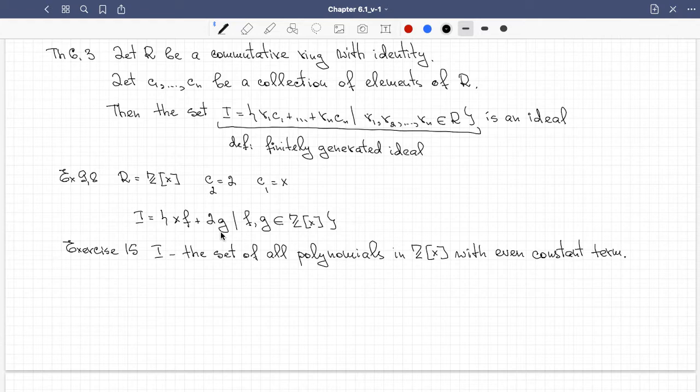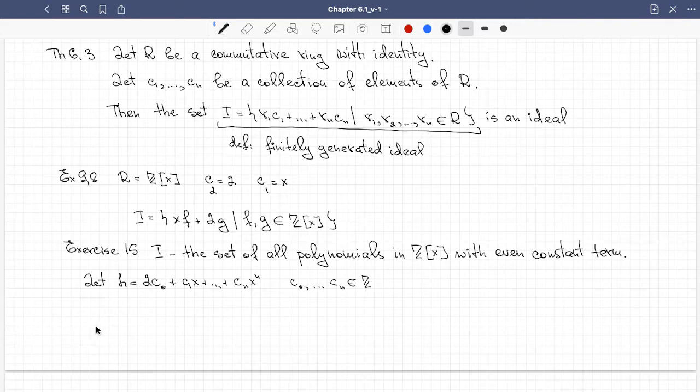And conversely, let h be 2c0 plus c1x plus cn x to the n. An arbitrary polynomial with even constant term, where c naught up to cn are all integers. This is any polynomial. You can write this way, any polynomial with even constant term.